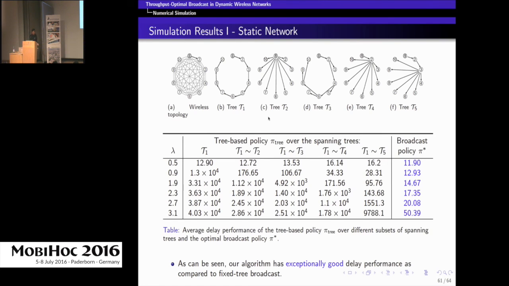Now I'll show some numerical simulation. Consider this situation: I have a wireless network, and I arbitrarily find 5 trees in the network. I apply the Tassiulas algorithm on this network and see how the delay properties compare. Our algorithm is throughput-optimal, and it can be shown that in this particular network these 5 trees are also throughput-optimal. So how do they compare on the basis of delay? This is our delay performance. As you can see, even when I use 5 trees, the delay is much better than their algorithm.